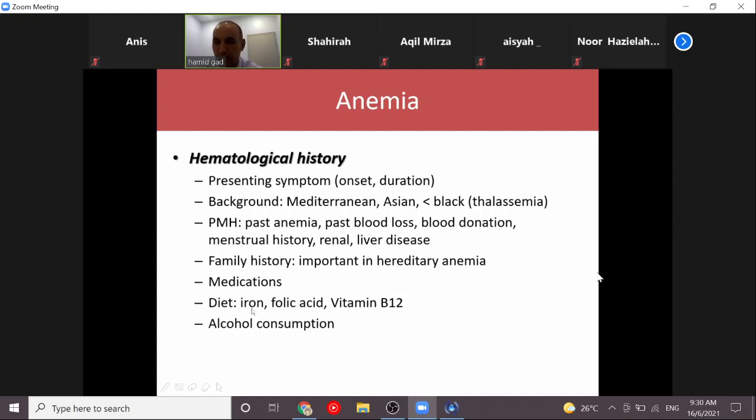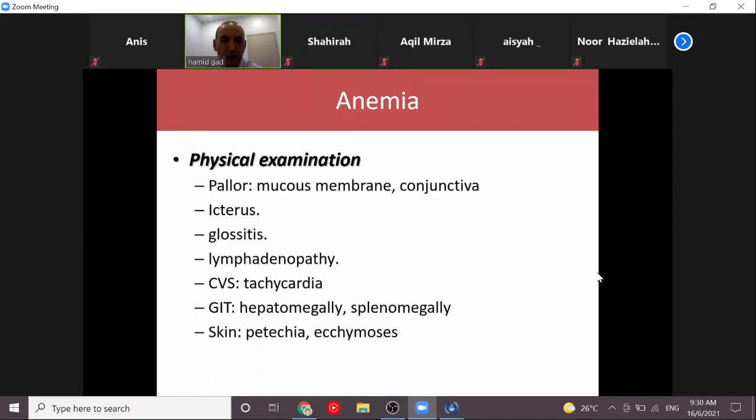Of course, diet, especially iron, folic acid, vitamin B12, and alcohol consumption. On physical examination, you have to look for pallor, icterus or jaundice. Icterus and jaundice are the same. Also glossitis, lymphadenopathy, tachycardia, hepatosplenomegaly, and petechiae. These are the findings on physical examination.